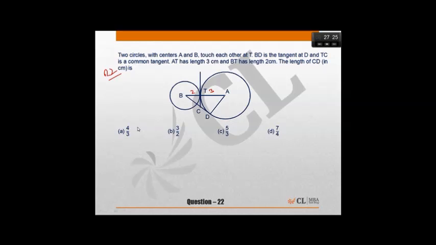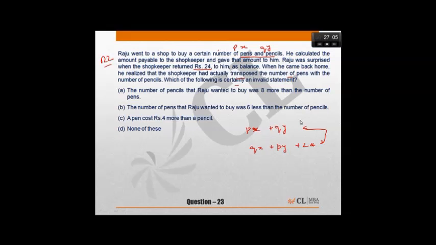What are the choices? Length of CD. This is 3, this should also be 3. The figure is not exactly to scale, but some estimates can still be made. The choices are 1.33, 1.5, 1.6, and 1.75. I'll leave the question.